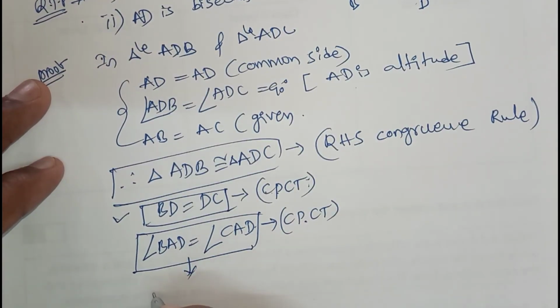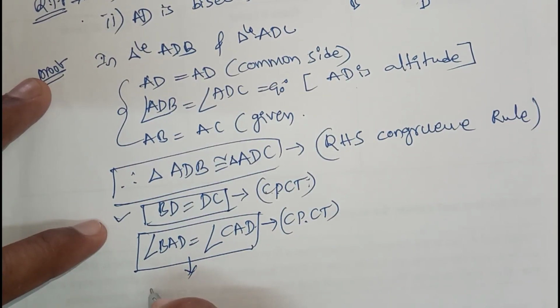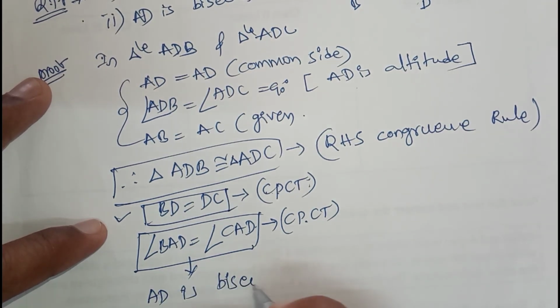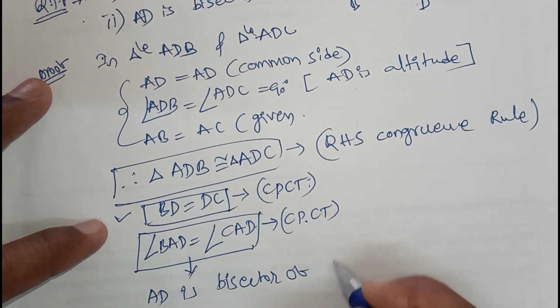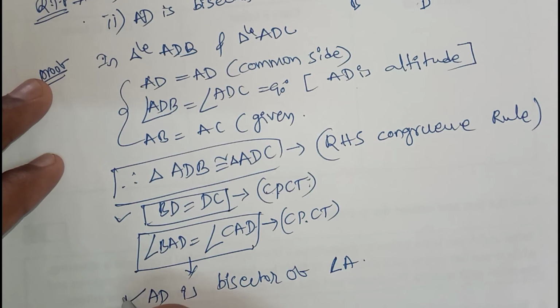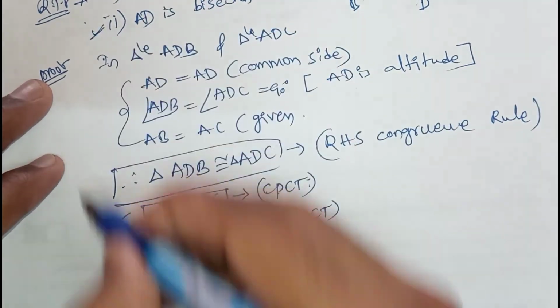From this we can write AD is the bisector of angle A. Second bit is also over.